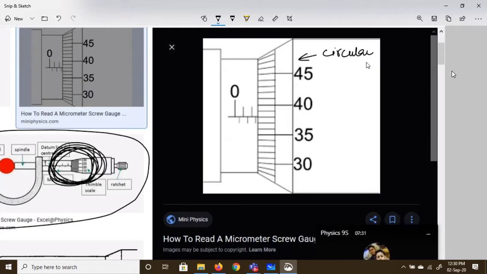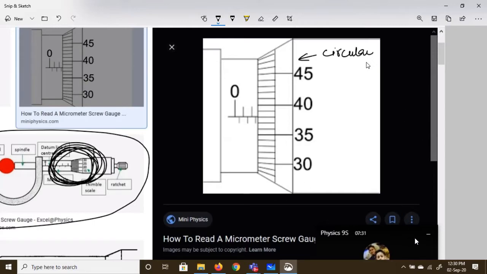Tell me the main scale reading, tell me the circular scale reading, and tell me the final reading also. 0.50 and then 1, then 1.5. Sir, 5.5, 31, 0.31, and the final reading would be 5.81. Yes, exactly. Let me just show you how.